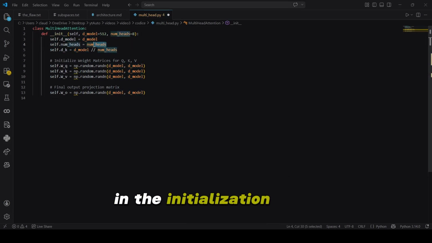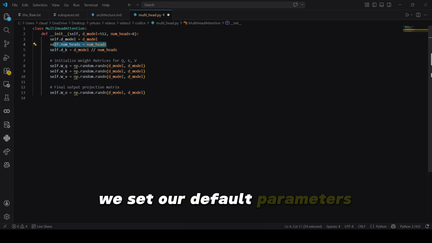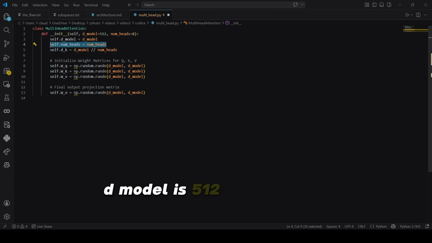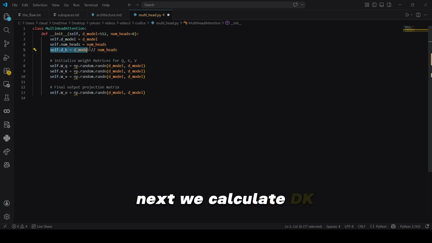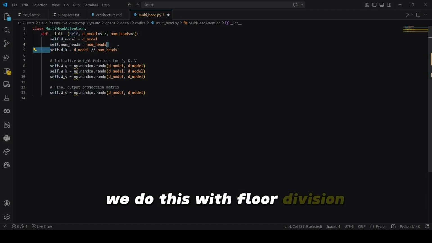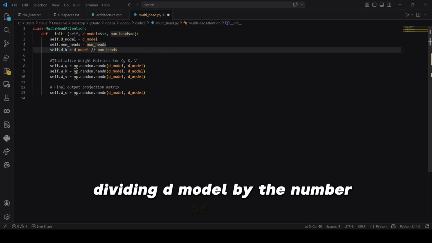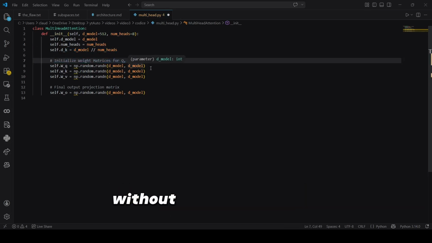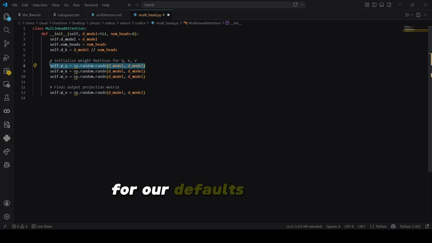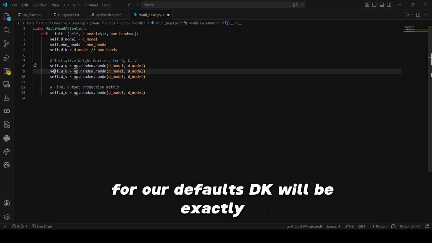In the initialization method, we set our default parameters. D-model is 512. The number of heads is 8. Next, we calculate DK. We do this with floor division, dividing D-model by the number of heads. This ensures our dimensions divide perfectly without leaving remainders. For our defaults, DK will be exactly 64.